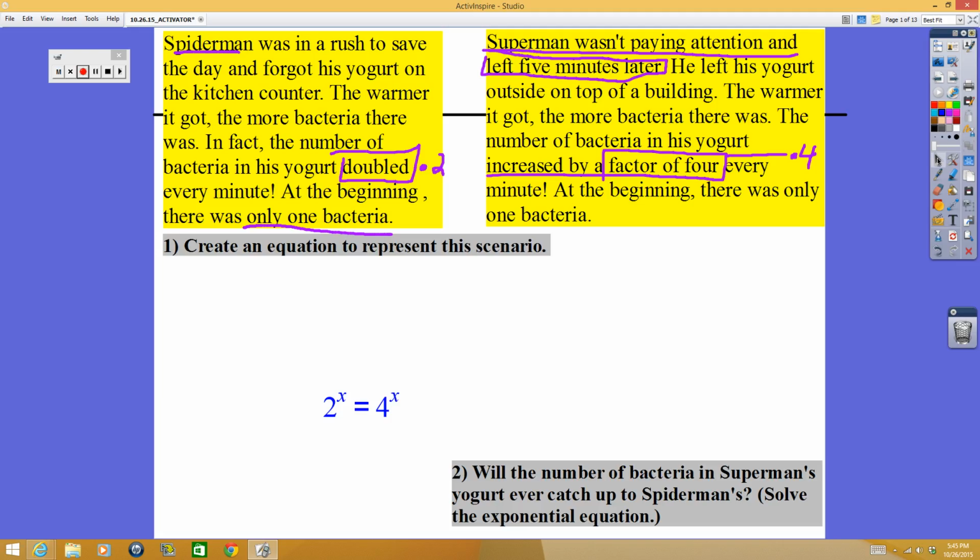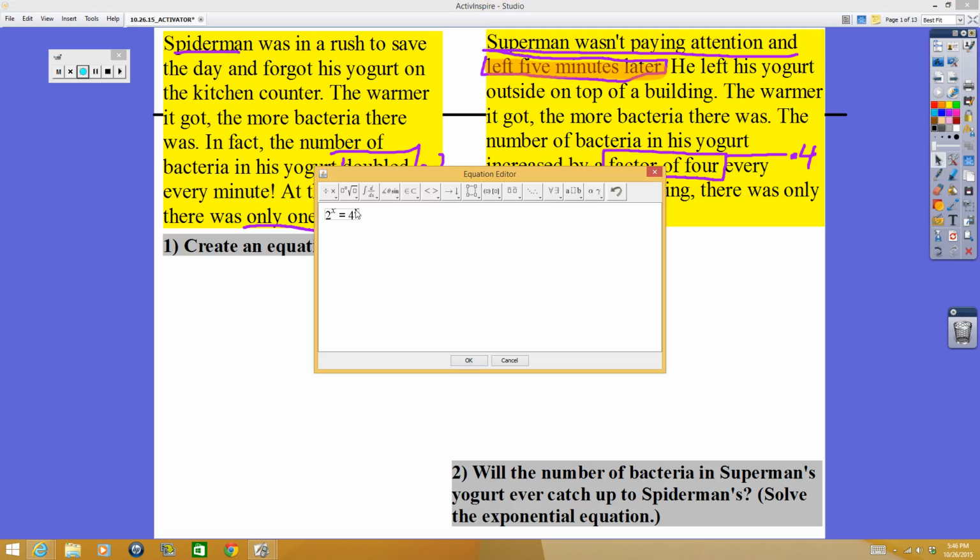While this is pretty close to being right, I'm sorry, it's wrong. I shouldn't say wrong. It's not done. We didn't talk about this piece right here. He left 5 minutes later. Okay? And like we said, we need to put a minus 5.